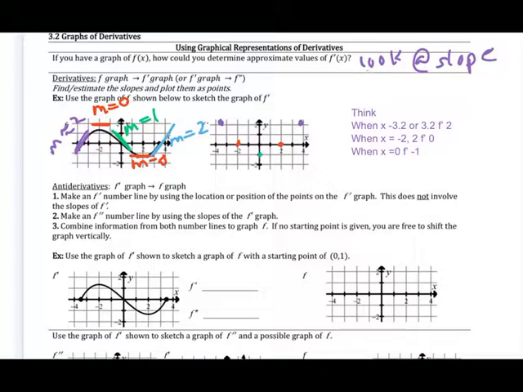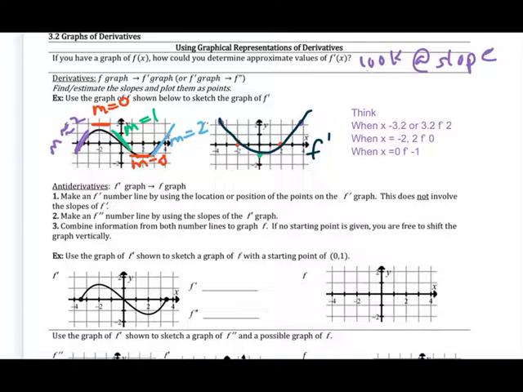So I'm going to sketch those points. And then now that I have these points, I can sketch a curve going through them. So this is an example of how to look at an original function, analyze the slope at different values to sketch the graph of the derivative. So this over here is our sketch of f prime.